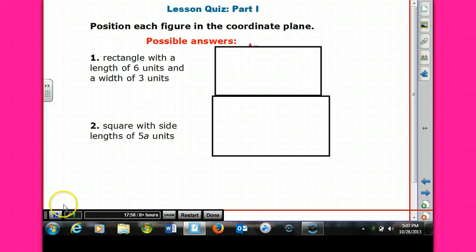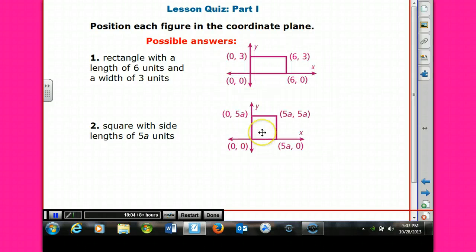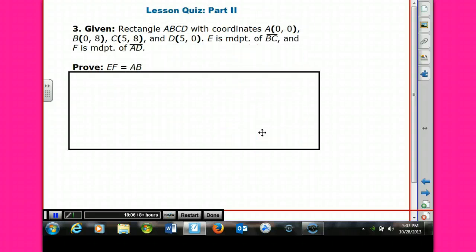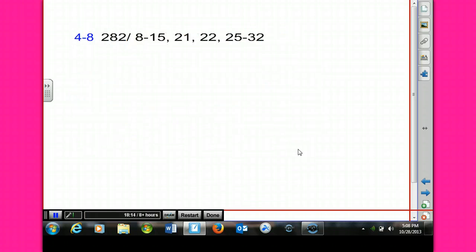Okay, pause, try these, and come back and check your work. Possible answers for 1 are shown. For 2, good job. And try this, come back and check your work. And there you go.